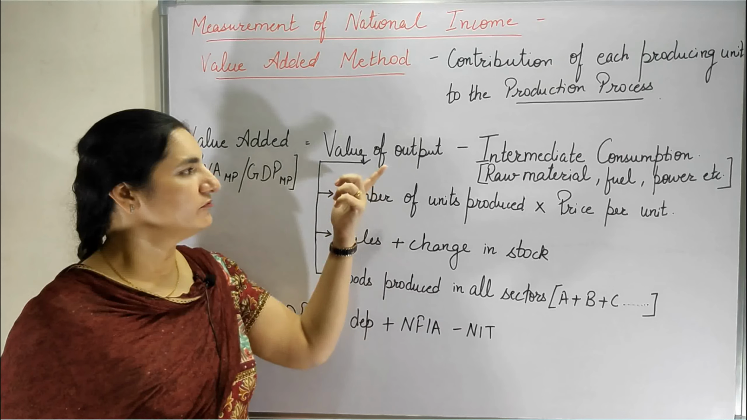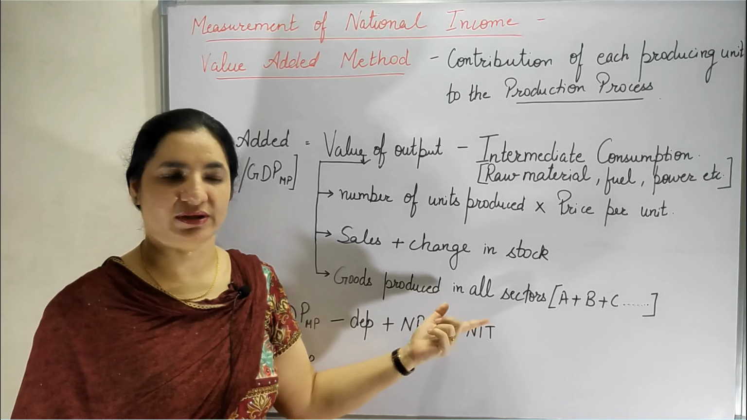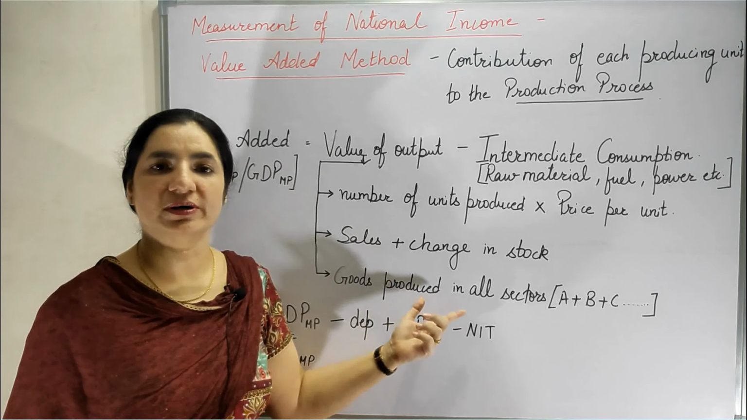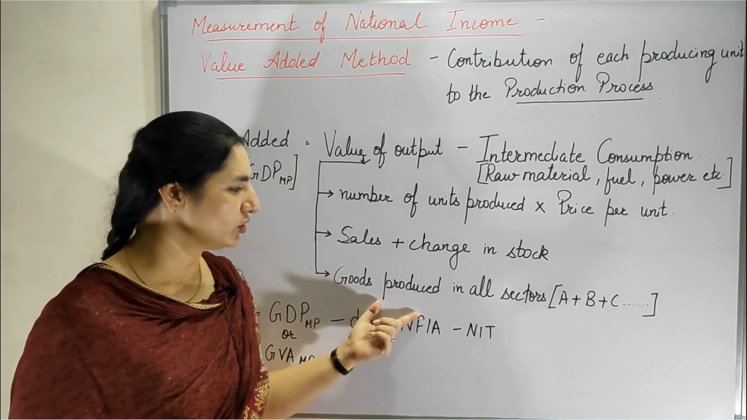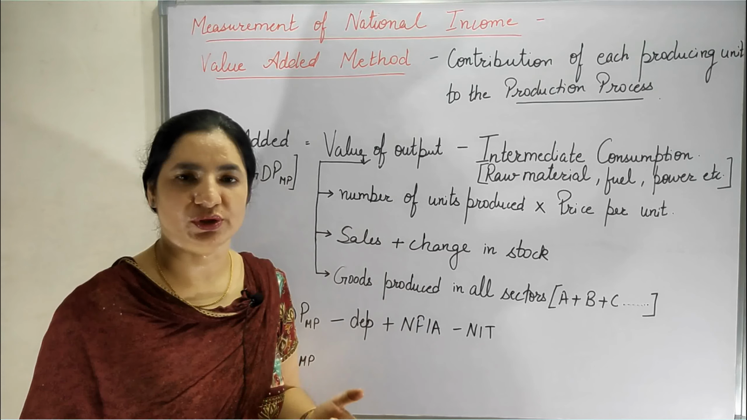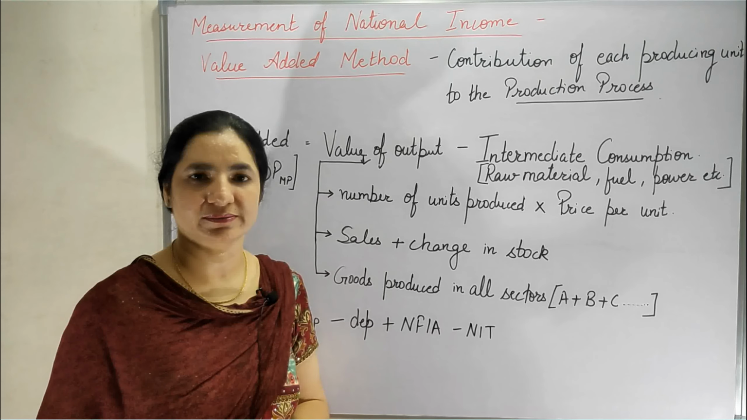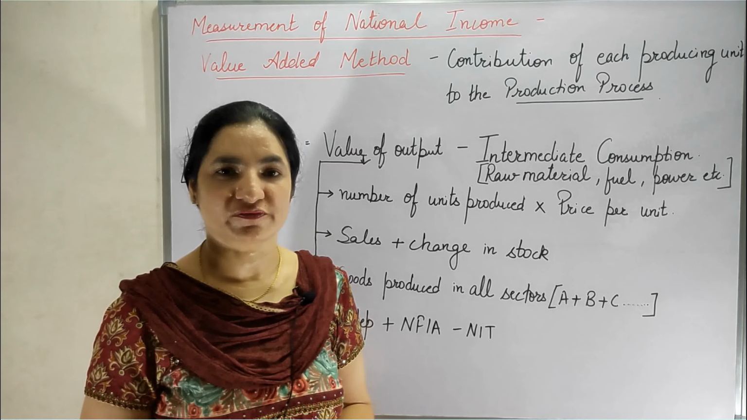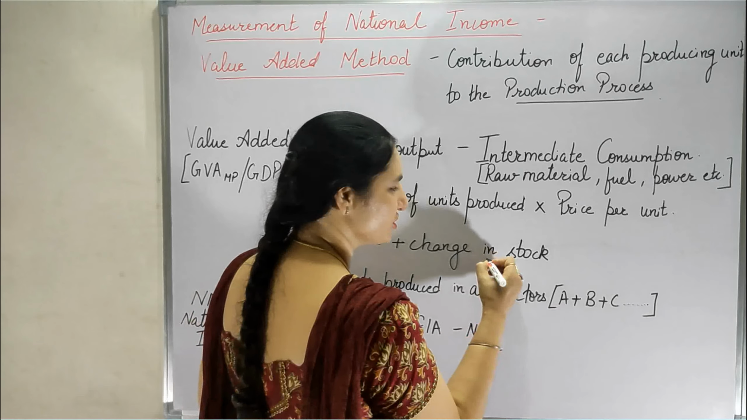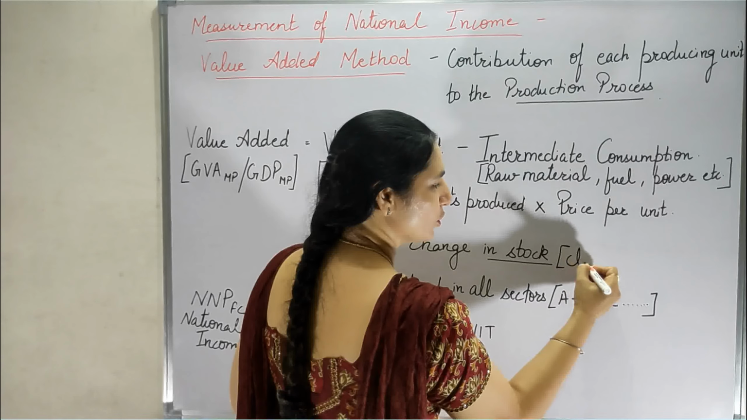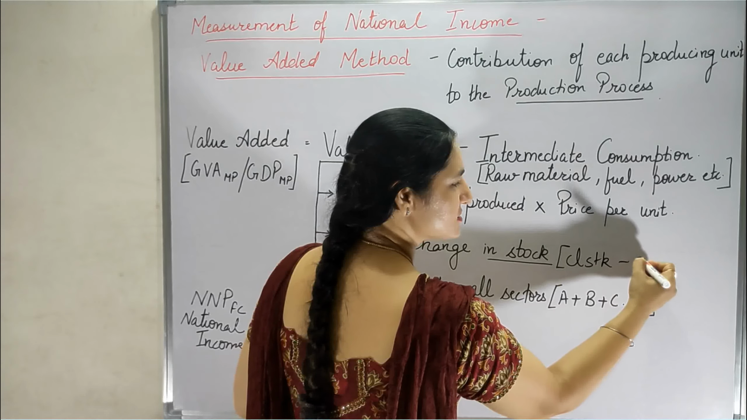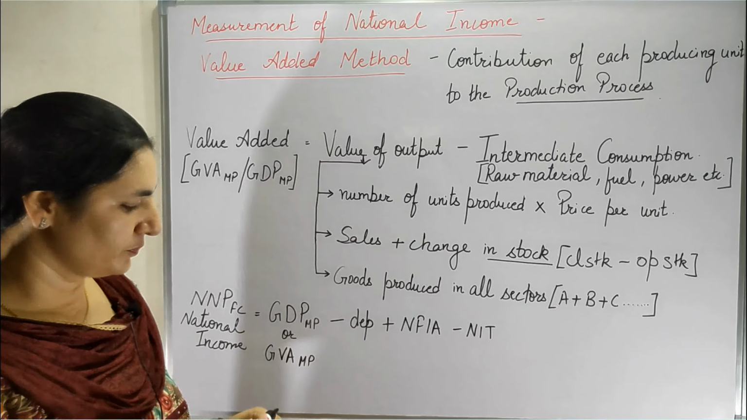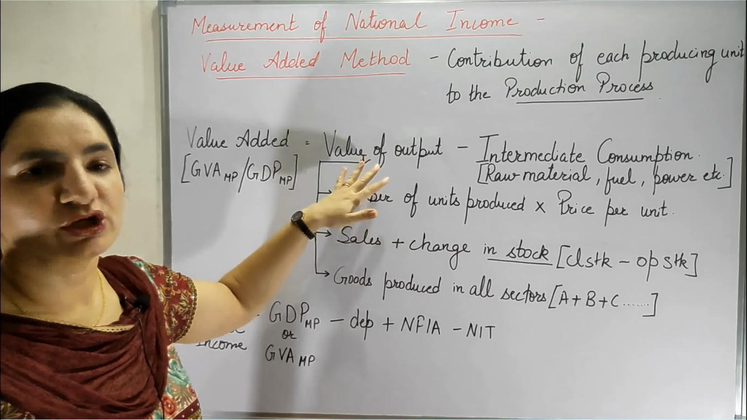Then if value of output of different sectors is given, that is sector A, sector B, sector C, or firm A, firm B, firm C, then we have to add all these to arrive at value of output. Here it is important to note that change in stock is equal to closing stock minus opening stock. We have to keep this in mind, that change in stock will be equal to closing stock minus opening stock if both the values are given to us. So, by this we will arrive at the value of output.